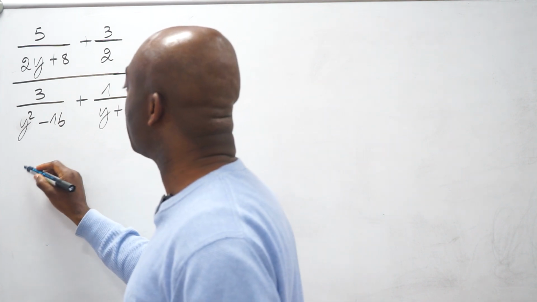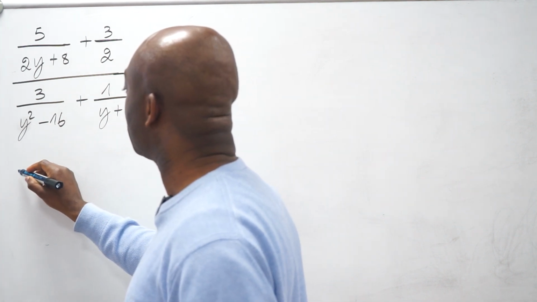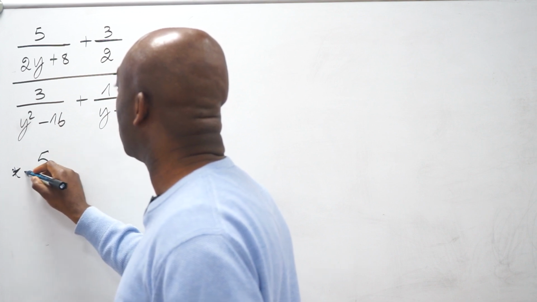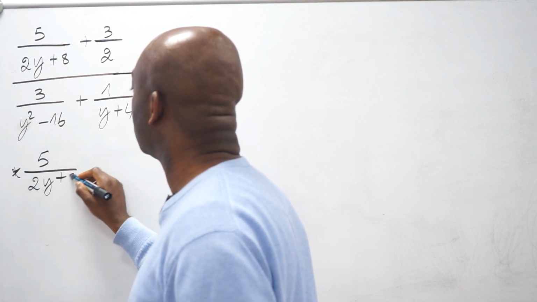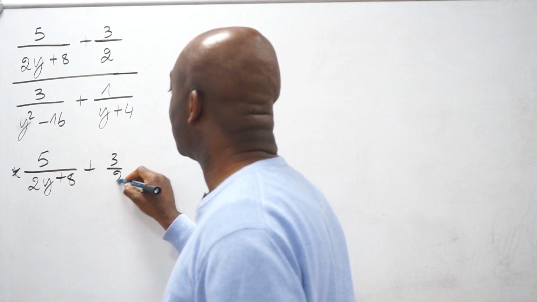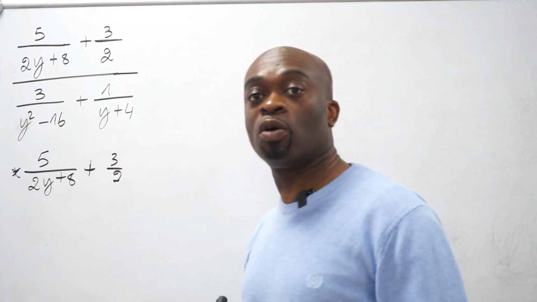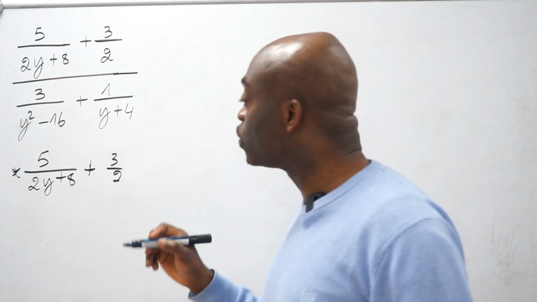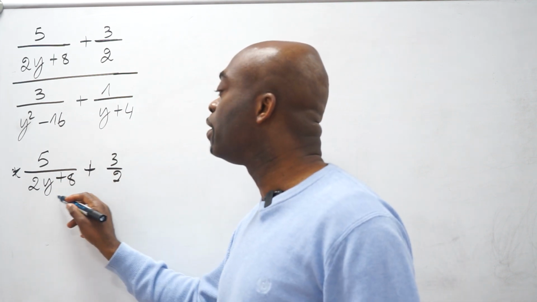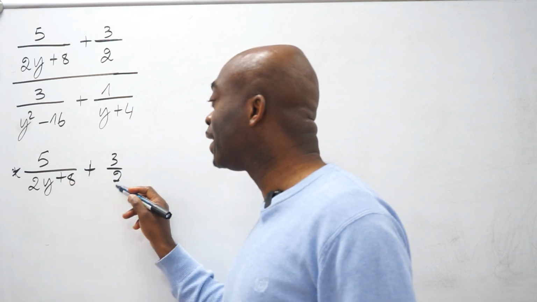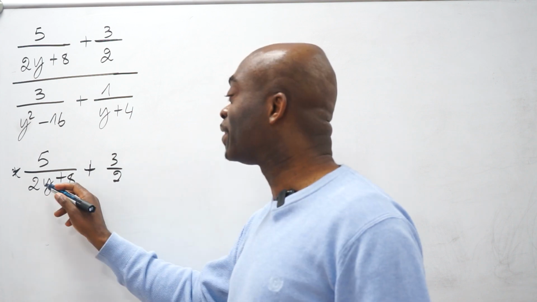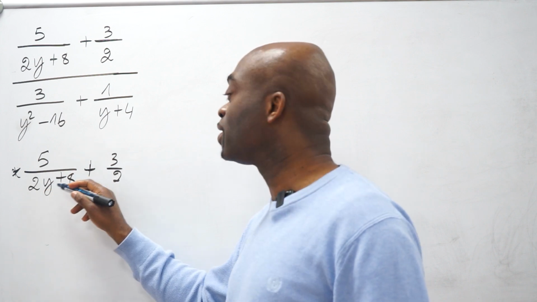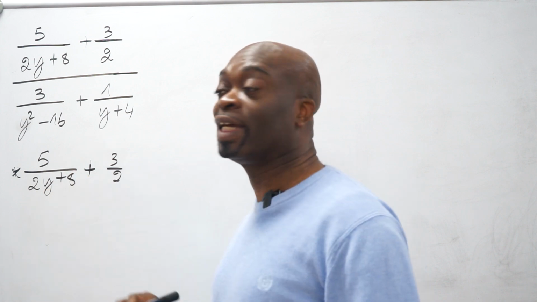When we come here, we can just take the top problem and say, okay, we have 5 divided by 2y plus 8 plus 3 over 2, and then work it out. So that means we have to combine these two. You have to find the lowest common denominator. To be able to do that, you have to factor this one first. So we use the greatest common factor, which is 2 times the quantity y plus 4, because 2 can come out from here.